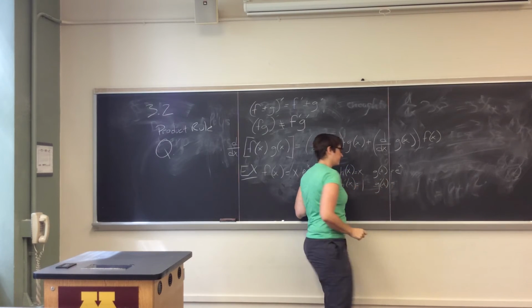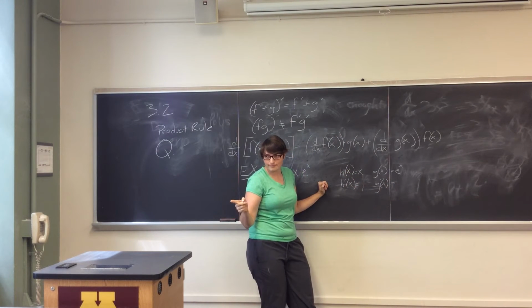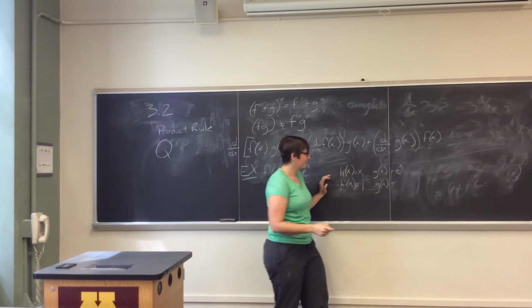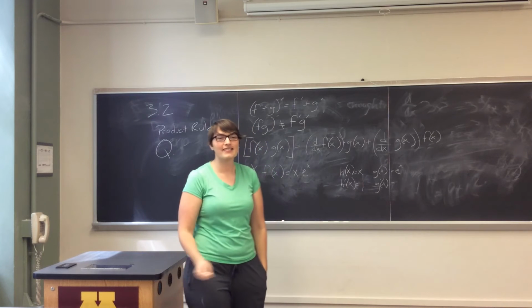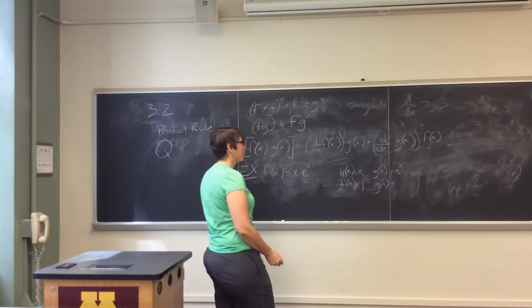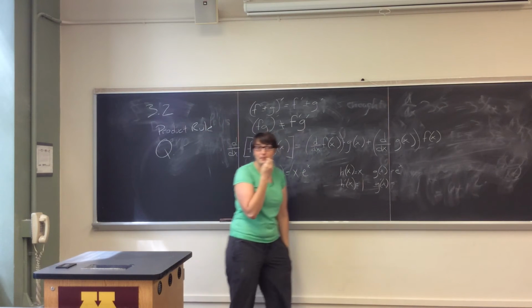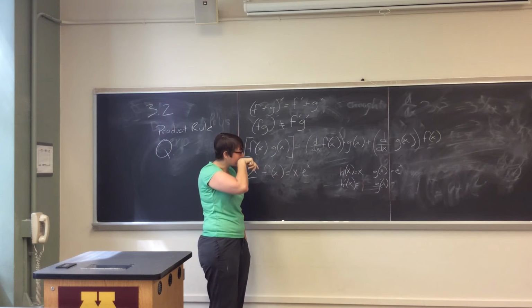What is e to the x squared? Marshall says e to the x squared. Who agrees? Nobody. What's the derivative?